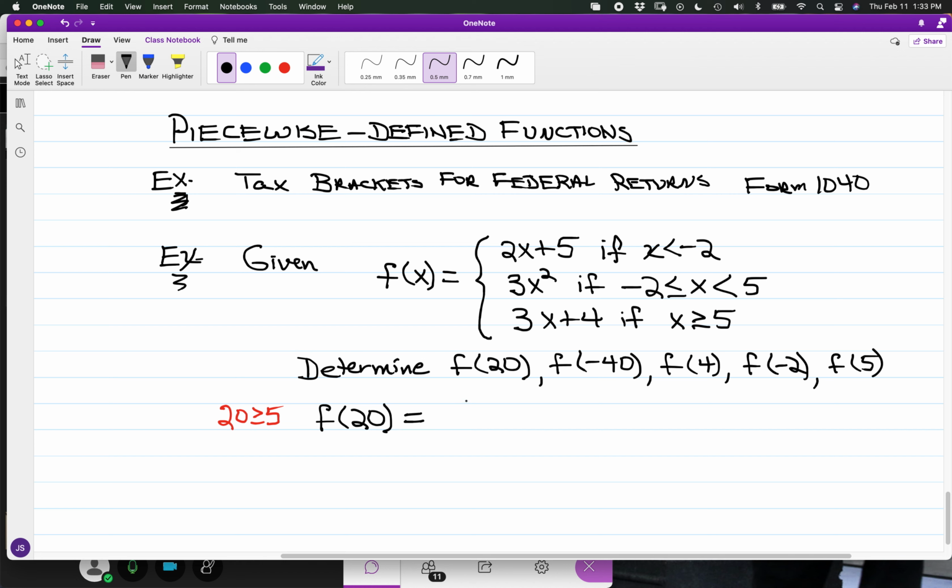So we have 3 times 20 plus 4. 3 times 20 is 60. 60 plus 4 is 64.